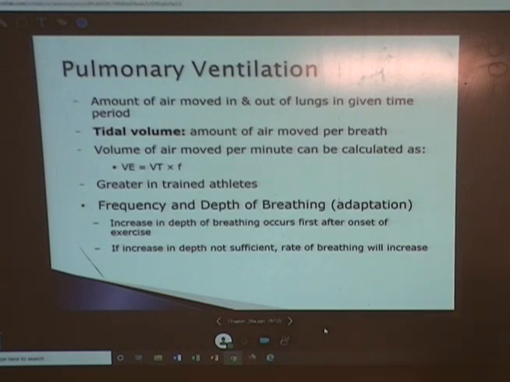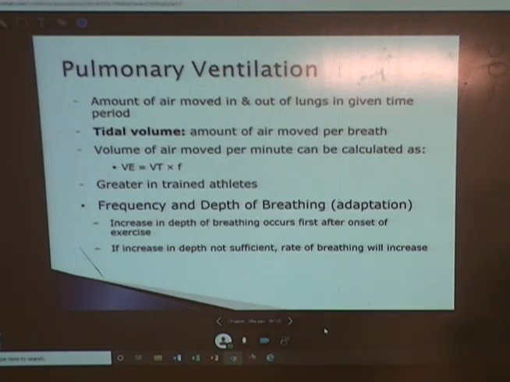Okay, pulmonary ventilation. So we did a resting ventilatory threshold in the workbook the other week. So this kind of links in with that idea of a ventilatory threshold.